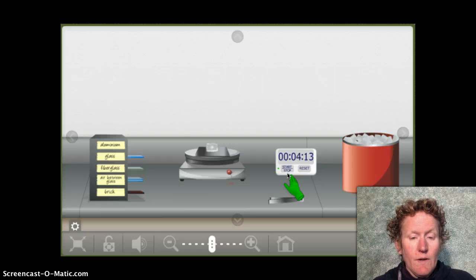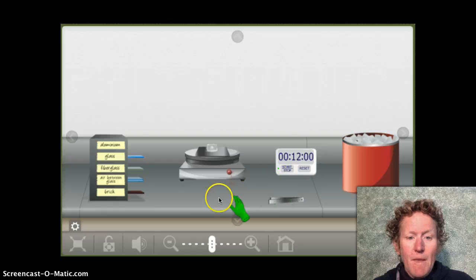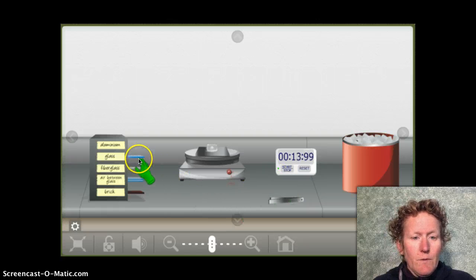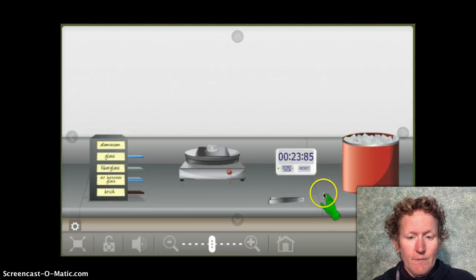and there you go. You're going to have to watch for a while for this ice cube to melt, and I'm going to let you do that on your own. But you know how to set it up. Go to the lab, make sure you use the tongs to pick up a material, put it on the hot plate, turn on the hot plate, then turn on the timer. And don't forget your ice cube.